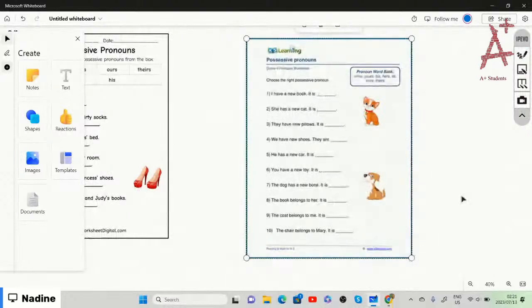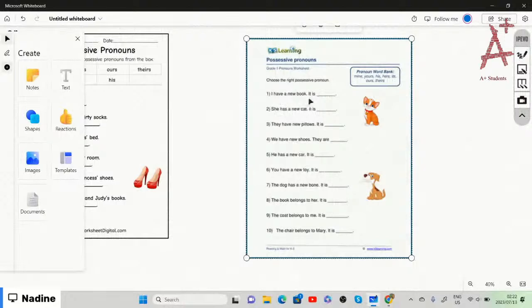Before we go on to the first one, you need to choose the right possessive pronoun from the pronoun word bank, right? There we have mine, yours, his, hers, its, ours, and theirs. So we need to choose the correct pronoun within the word bank and fill it in the correct sentence, right?